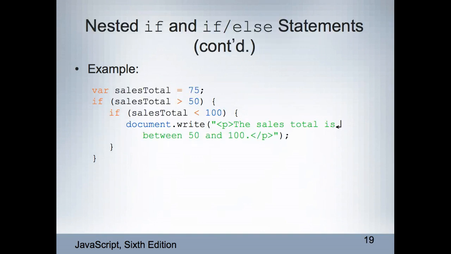It's also possible to embed one if statement in another, to create a nested if statement. Here in line 1, we declare and initialize a variable sales total to 75. In line 2, we check whether sales total is greater than 50. And if it is, we then also check whether sales total is less than 100. If sales total is both greater than 50 and less than 100, we print the sales total is between 50 and 100.